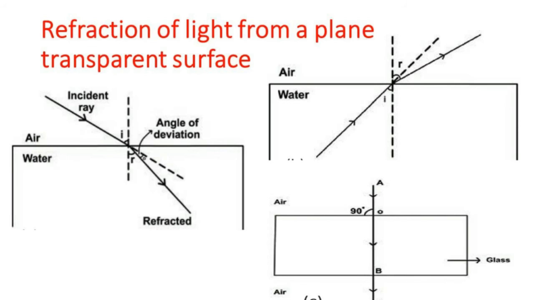So here air is a what? Rarer medium. So when the light ray passes from air to water, water is a denser medium, the ray is bent towards the normal, that is shown in this figure.